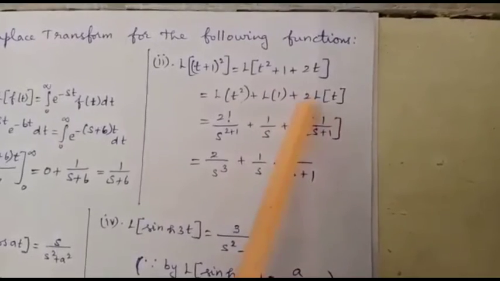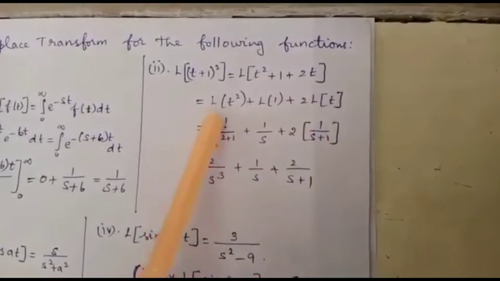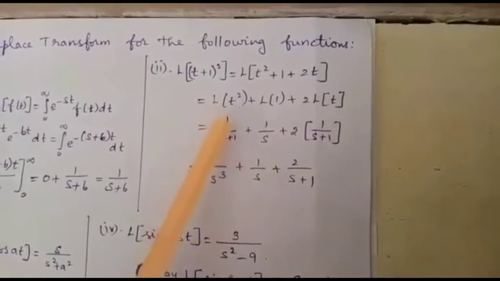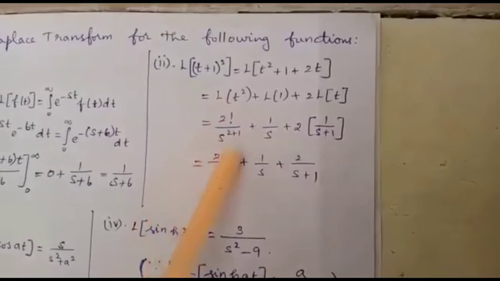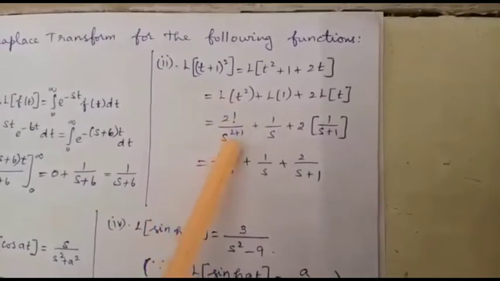This 2 is constant, so we are taking it outside the function. By using the formula of L of t power n, here n is equal to 2. So the formula of L of t power n is n factorial by s power n plus 1. So from that you are getting 2 factorial by s power 2 plus 1.